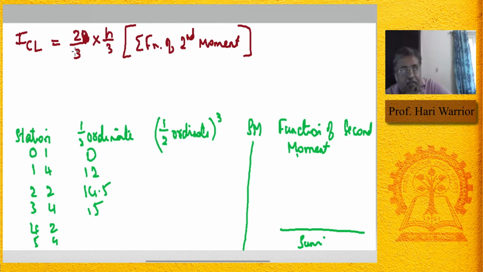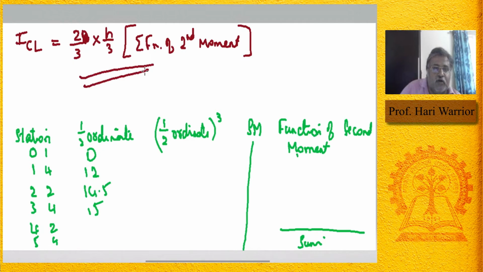You should be having IT as 2 by 3 into sigma function of second moment, or 2 by 3 into sigma alpha I yi cubed. Do you get it? Yes, sir. I remember doing it in the last class. So this you have to do, and this will give you I about the center line, which is basically what we call IT. It is the transverse moment of inertia or transverse second moment of area.